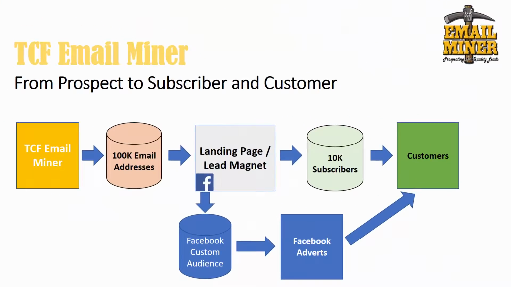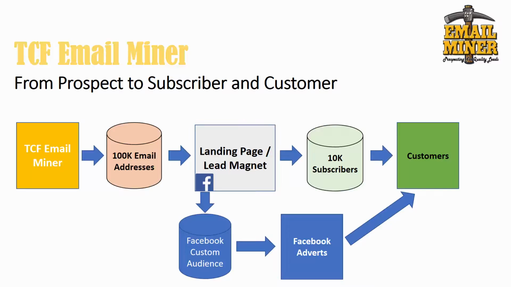Now, one of the other things you can do, which we do, is add a Facebook tracking pixel to your landing page. This way, every prospect who opens your email, clicks on the link and goes to your landing page will also get added to a Facebook custom audience. Once they're in a Facebook custom audience, you can serve adverts or sponsored posts directly onto their Facebook newsfeed. So if you want to spend a little bit of budget on advertising, it's a fantastic way of having that extra follow-up to the prospects that you get from TCF Email Miner.